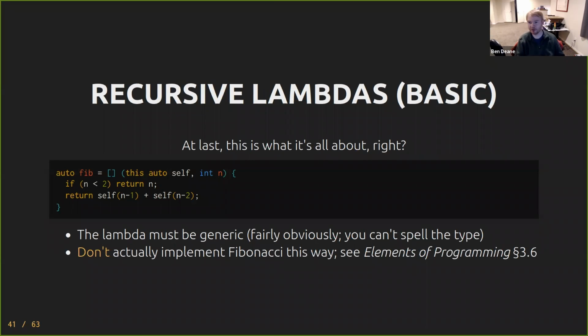Recursive lambdas. I said recursive lambdas were solved. Here's a recursive lambda. Here's your standard recursive Fibonacci. And it takes its own closure object by value, you'll note, because this is an empty lambda, so why not? And this is it. Just take a look at this, and like I said, you already know how it works.